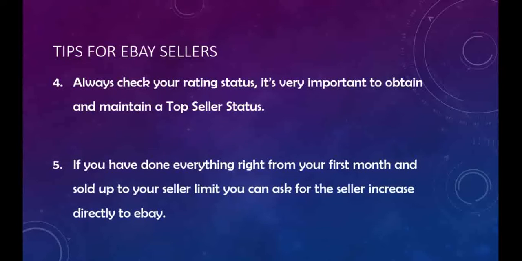If you have done everything right from your first month and sold up to your seller limit, so you have passed that $500 turnover point, you can ask for the seller increase directly from eBay. You can even call them. You can tell them, look, I have passed my limits. I'm okay with all the orders. Can you please check and increase my limits, because I want to add new products and I want to sell more. It's also in their interest for their sellers to be able to sell more, because that's how they earn money, from the fees that they get on the listings and on the product sales.